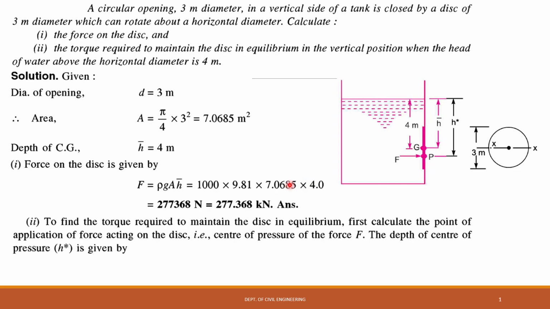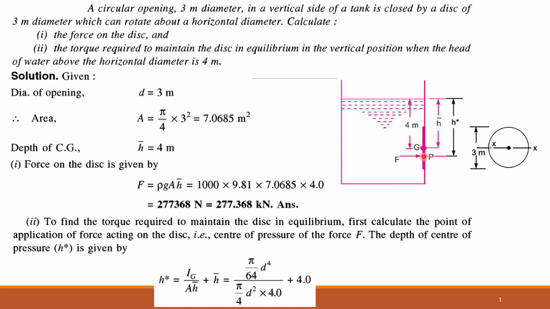Now we'll find out the torque required to maintain the disc in equilibrium. See, we got the force which is acting. So now we'll find out what is the moment caused by this force at this point. At this CG, what is the moment caused? What is the distance from the point of application of the force and CG? We need to find out this small distance. Then only we can find out the moment, right? Moment is equal to force into distance. We already have the force. We need to find out the distance. Then only we can find out the moment.